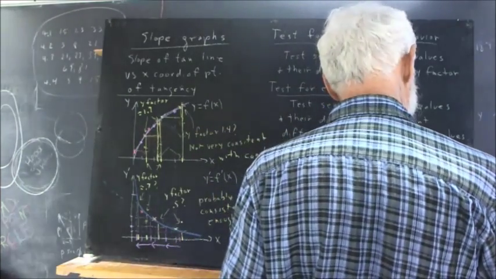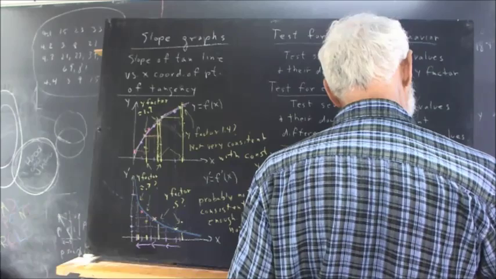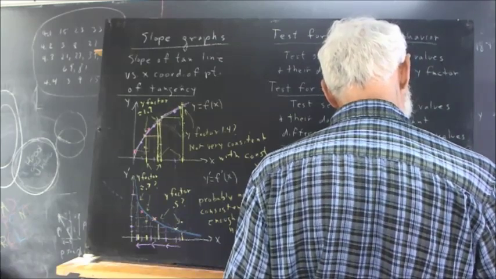I just don't have room to write a whole lot. So your function would be x to the 0.68.